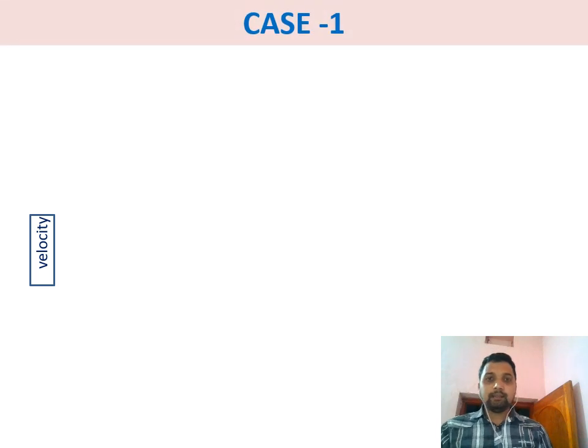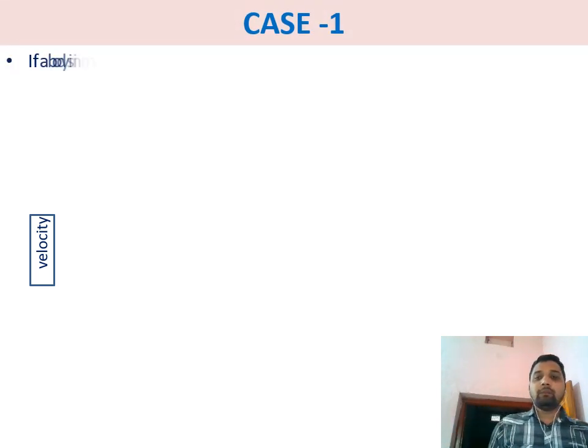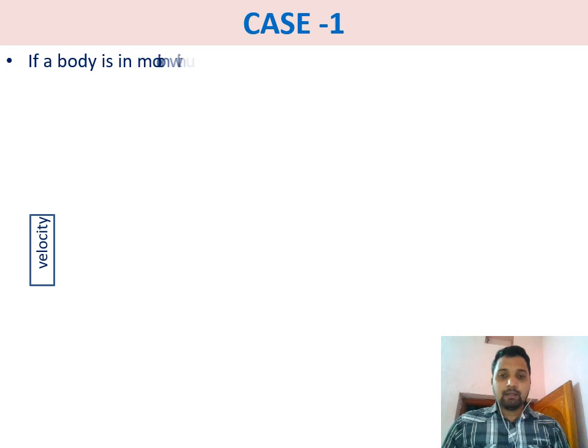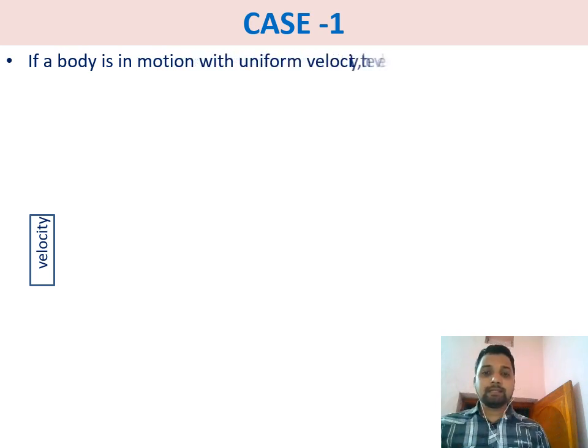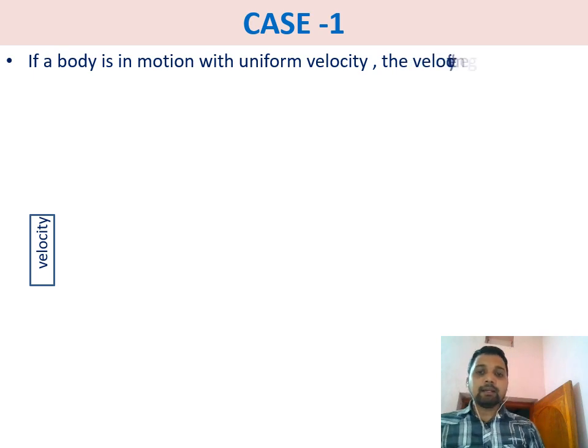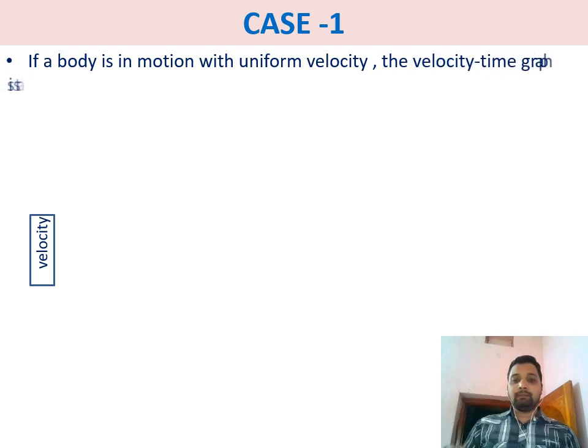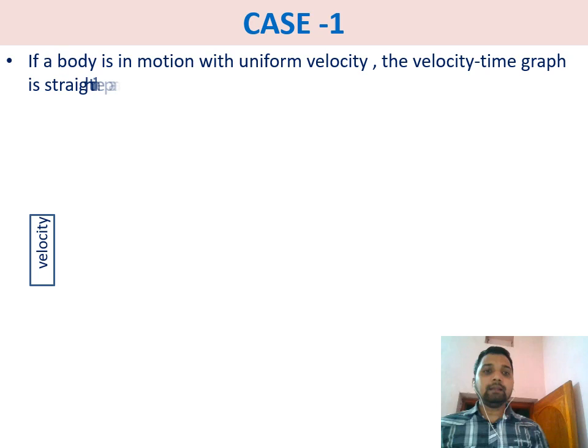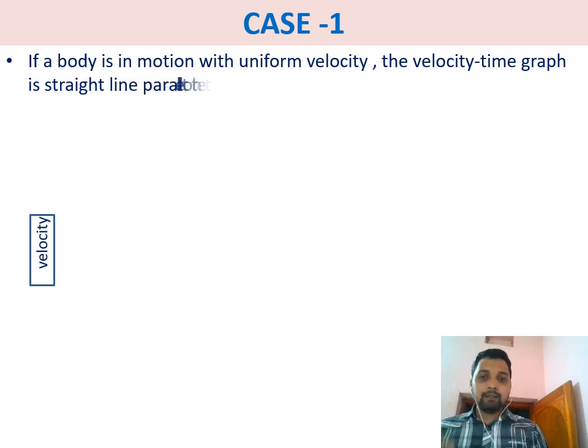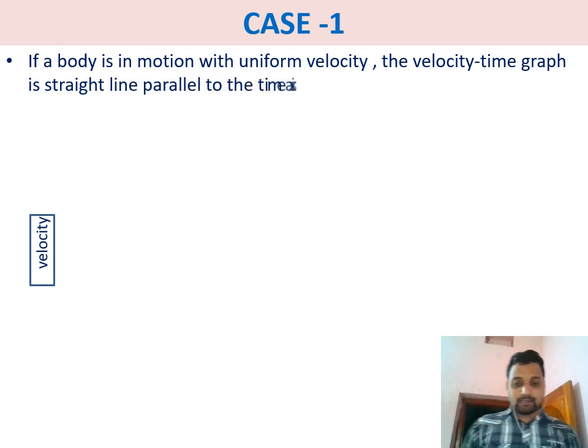So next, this is case 1. Here in case 1, we'll see when the velocity of a body remains constant. Means a body is moving from one place to another without changing its velocity. Velocity remains constant means at every instant of time you will get the same velocity. When you take the graph, you will get a graph which is parallel to the x-axis.